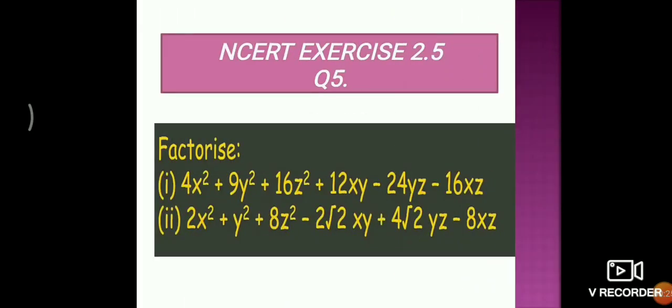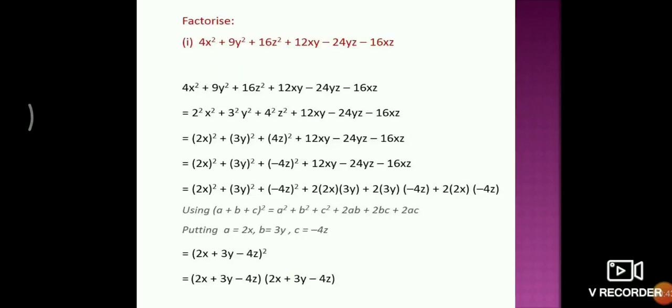Today we'll be discussing NCERT exercise 2.5, question number 5, 6 and 7. Question number 5 includes two parts, first and second. The first part is to factorize the given polynomial. My dear students, here we'll be discussing two types of numericals. In the first kind, a polynomial will be given to you and you need to factorize it, which means you need to find the factors. And in the second type, factors will already be given to you, but you need to find the polynomial by expanding it.